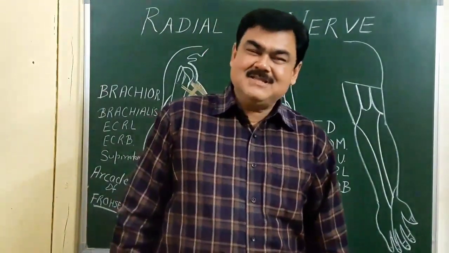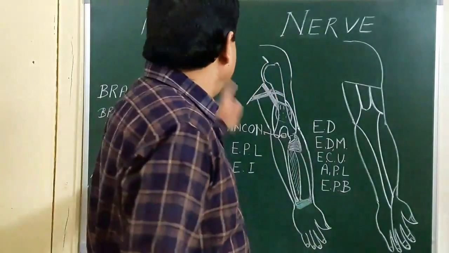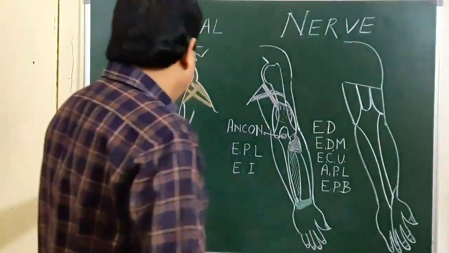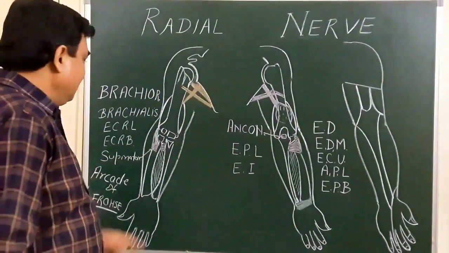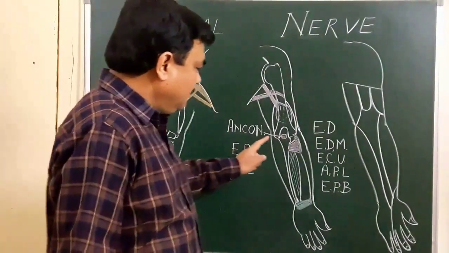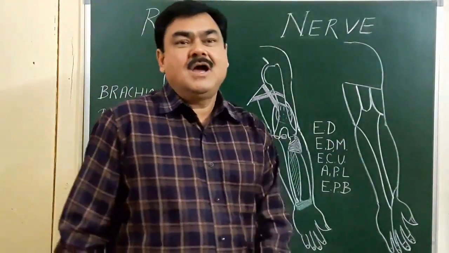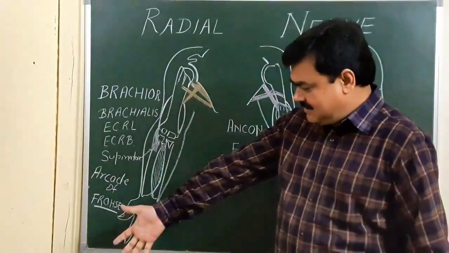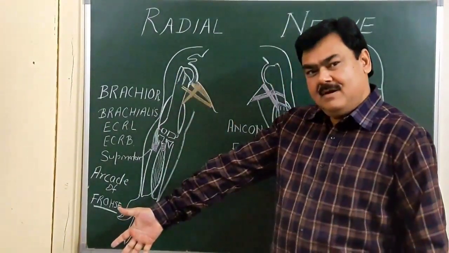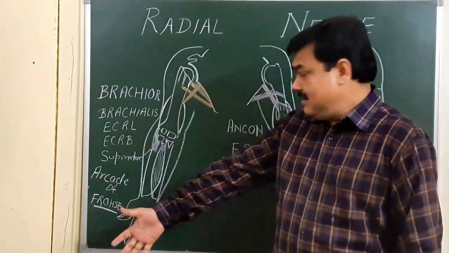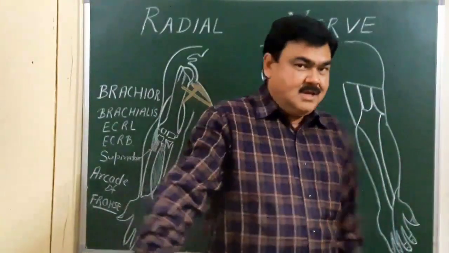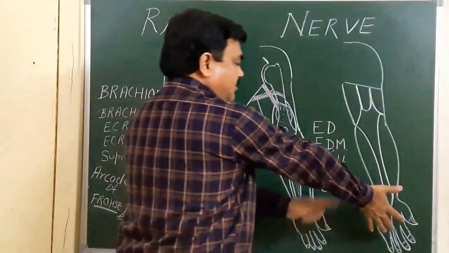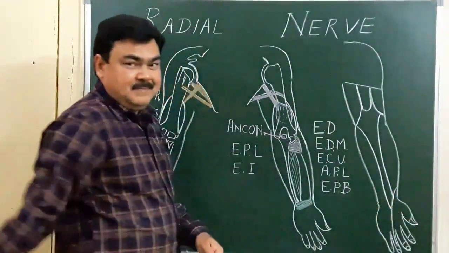Now we will discuss the radial nerve. Here are three diagrams: an anterior view, a posterior view, and a posterior view of a right upper limb. You can see this is the right upper limb.